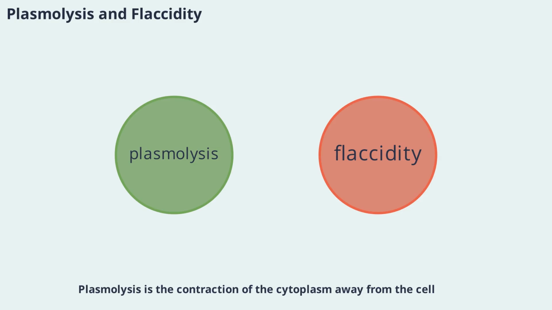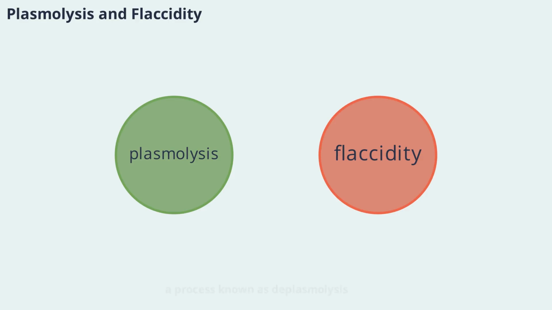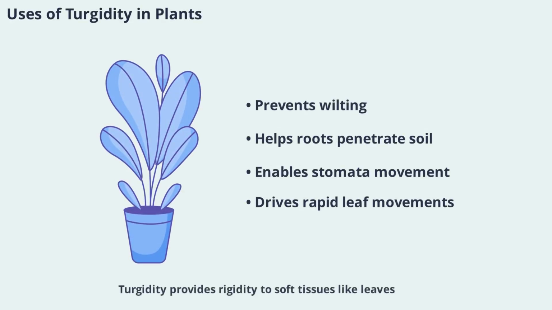Plasmolysis is the contraction of the cytoplasm away from the cell wall due to water loss when placed in a hypertonic solution. The cell becomes flaccid, losing its tightness. Flaccidity is the opposite of turgidity and can be reversed if the cell absorbs water again, a process known as deplasmolysis. Turgidity provides rigidity to soft tissues like leaves, preventing wilting.